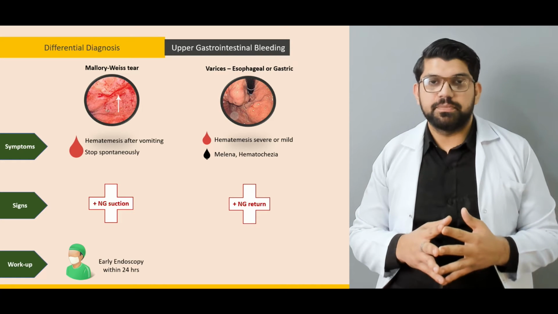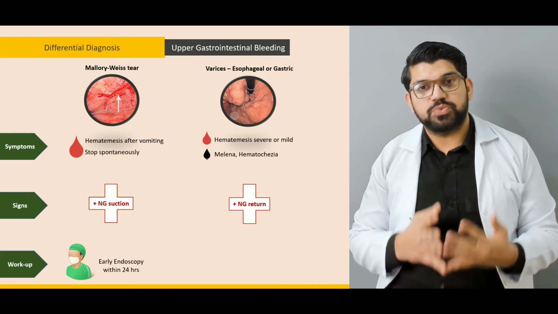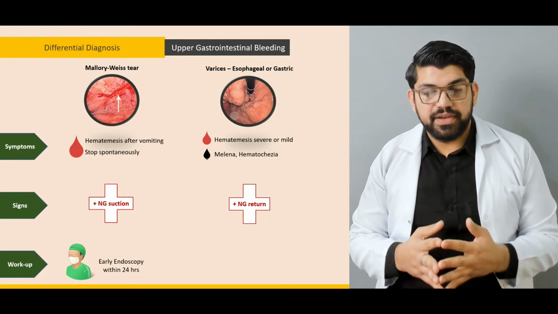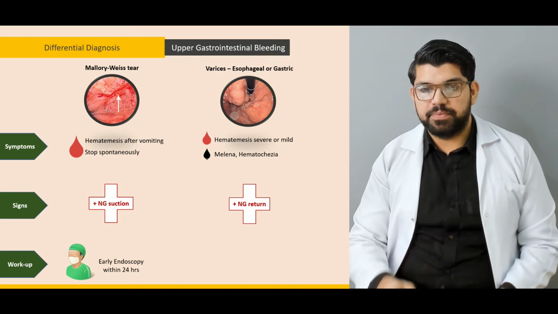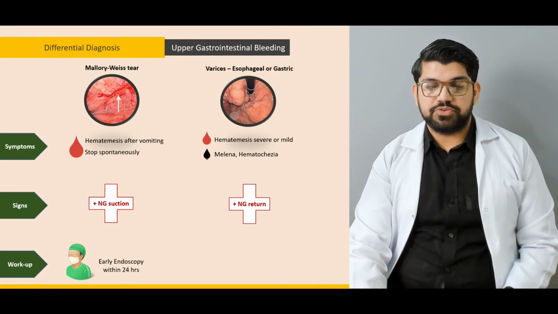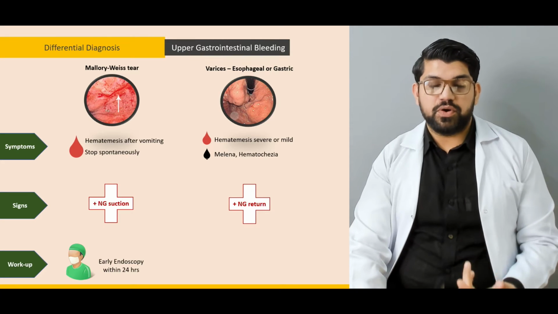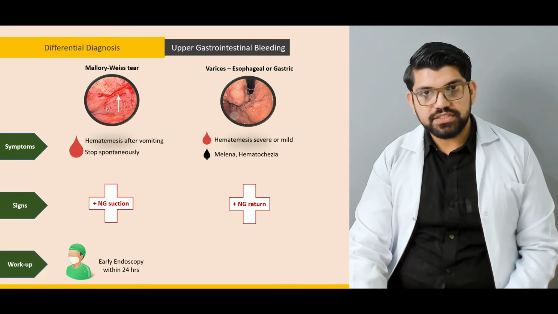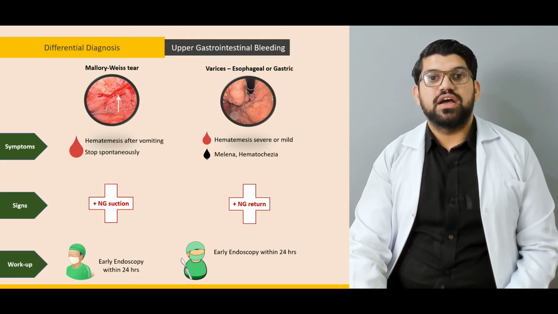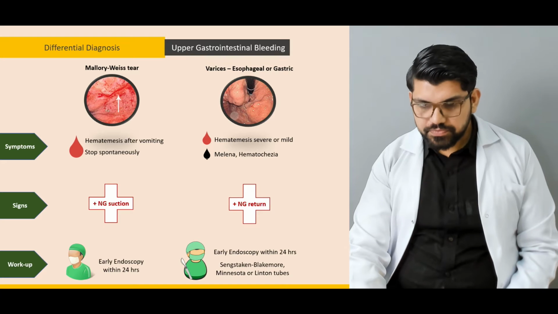Similarly, in variceal bleed, that's gastric or esophageal bleed, hematemesis can be severe or mild, and melena or hematochezia can be present. What are the signs we could expect? Nasogastric return. Look for any bleeding on the aspiration of nasogastric contents. If there is any, urgent early endoscopy within the next 24 hours.